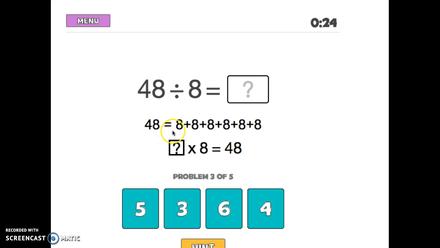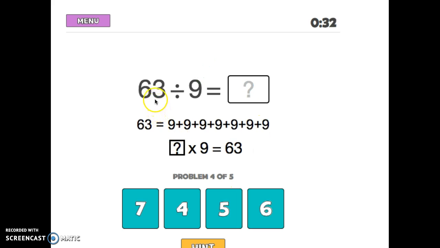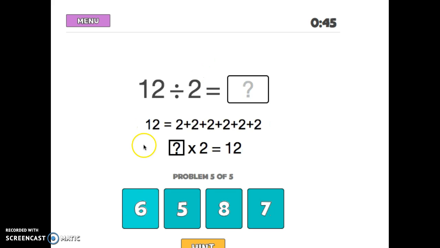Here we have 48 in quantities of 8. We need 1, 2, 3, 4, 5, 6. 6 times 8 is 48. 63 into groups or quantities of 9. We need 1, 2, 3, 4, 5, 6, 7 groups of 9 to make 63. And 12, putting them into groups of 2, we need 1, 2, 3, 4, 5, 6 groups of 2 to make 12.